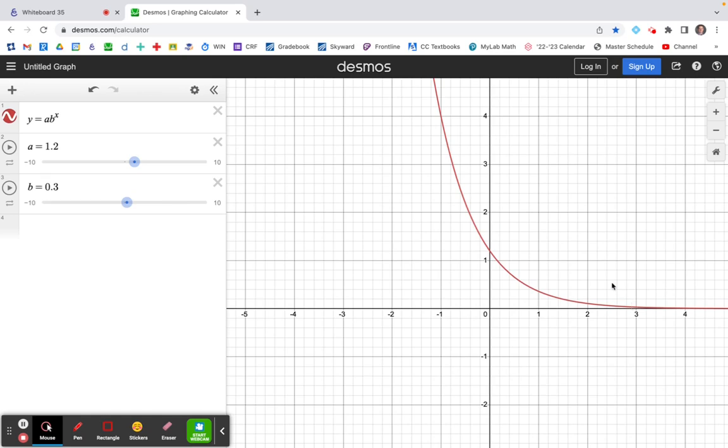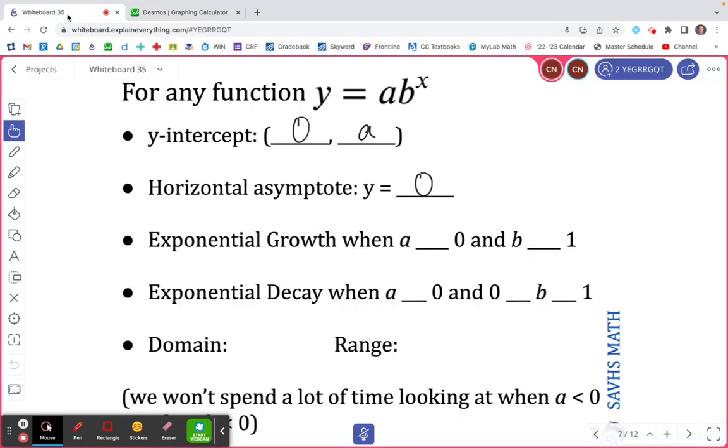Okay, so our horizontal asymptote, I'm going to underline the word asymptote and write: line that a function approaches but doesn't cross. Okay, so there's a quick explanation of what an asymptote is.